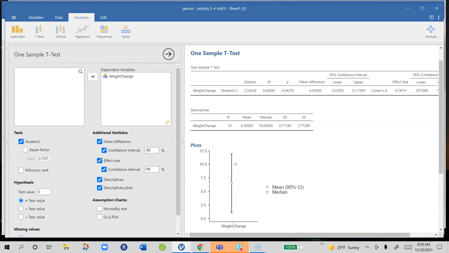Now in this activity, we do two different test values. One of them is comparing the sample mean to 0. Do people gain or lose more than 0 pounds? Which is one legitimate research question to look at.